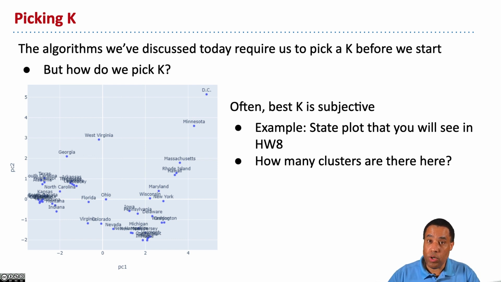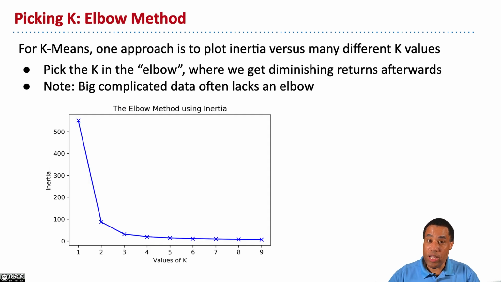So there's another approach we could use. If we're using k-means, then one approach is what's called the elbow method. So you plot multiple inertia values for different k values. So here, on the x-axis, we have 9 values of k from 1 to 9. And on the y-axis, we plot the inertia that resulted from using that choice of k. And then we look at where we get diminishing returns. That's the elbow.